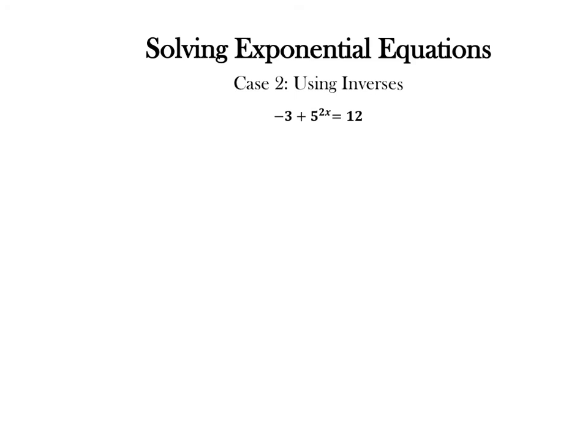So here I'm going to move the 3 over. I have 5 to the 2x equals 12 plus 3, which is 15. These two bases are not the same, and there's no way to make them the same. So I'm going to go with the natural log of both sides. Let's put 15 here.